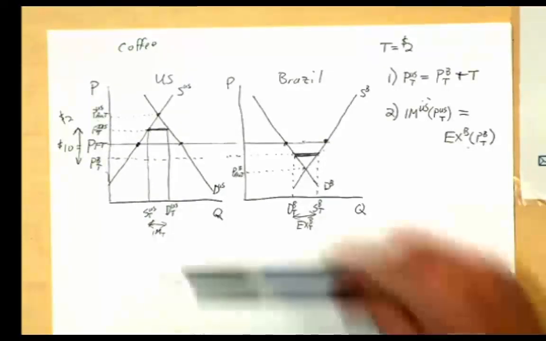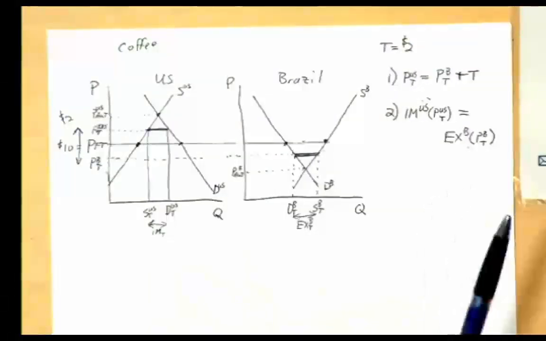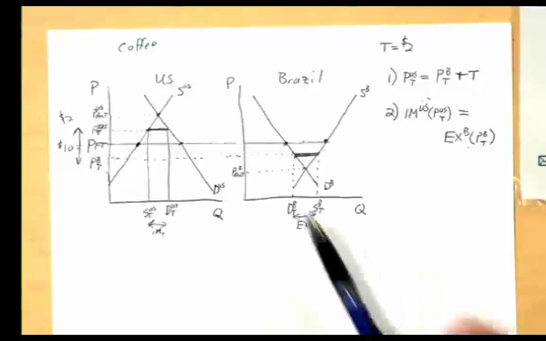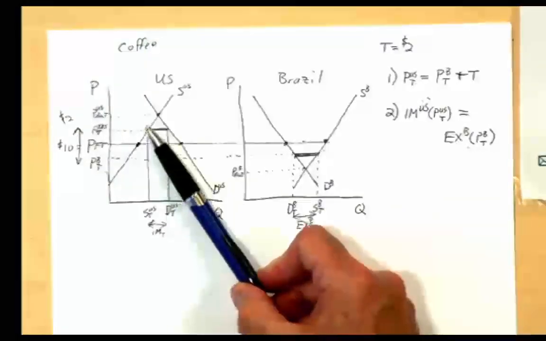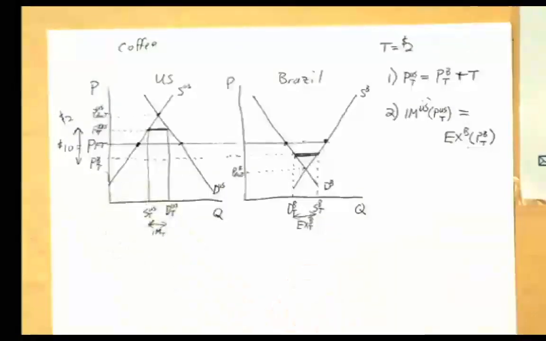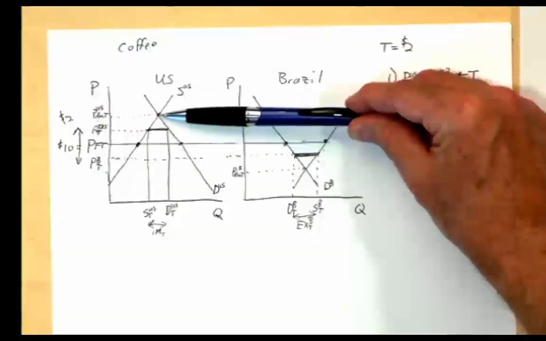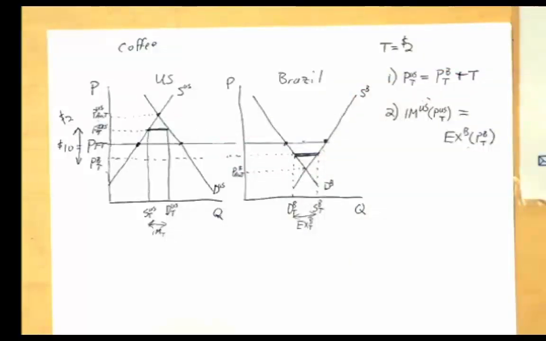Notice, too, though, that if we put a bigger tariff into place, a larger tariff, instead of two, we put $3 or $4 or $5 into place, then the U.S. price is going to keep bidding up, going up more and more and more. But there's a limit to how high the U.S. price can go. Because if the price in the U.S. rises up to this level right here, then we stop importing completely from Brazil. If the tariff pushes the U.S. price up to the autarky price, then it eliminates trade.